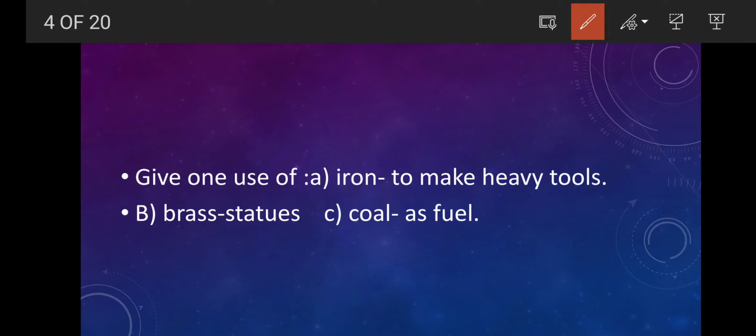Now the next question is: give one use of each. Only one use you have to give here. I have written very easy ones, so it becomes easy for you to learn. The first one is iron. What is the use of iron? To make heavy tools. Second one is brass. What is the use of brass? To make statues. Third one is coal, and what is the use of coal? As fuel. Clear? So it is very easy. You will not find it difficult to learn.